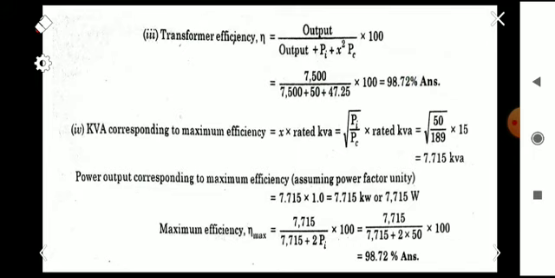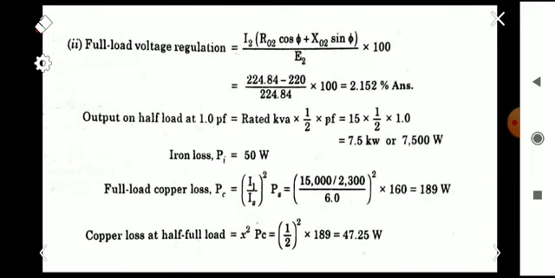And also, if you are asked to find the efficiency at 3 by 4th of the load, in that case we have to multiply by (3/4) square here. If the load is 3 by 4th, x square PC means (3/4) whole square into PC.